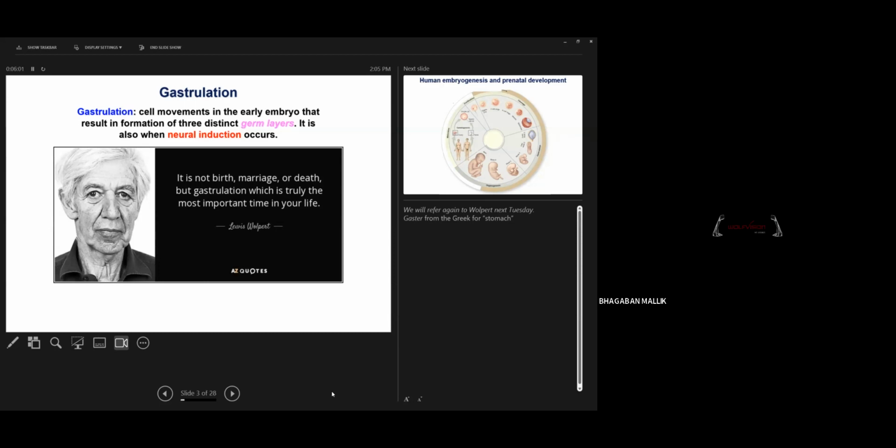So it is a simple term. Lewis Wolpert defined the stages of life: according to him, it is not birth or marriage or death, but gastrulation, which is truly the most important time in your life, because this is the stage where your nervous system develops. A lot of specification happens during the gastrulation phase.